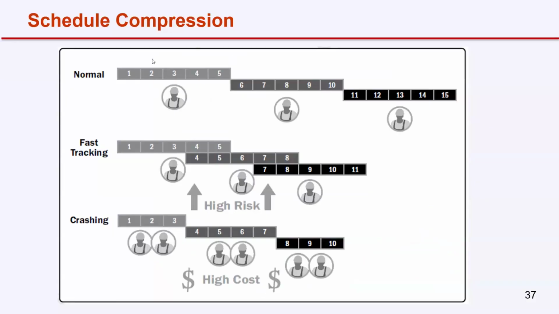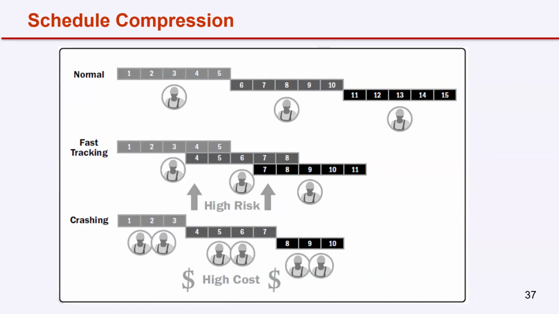So as I told you, normally A, B and C are done by one resource and each activity for 5 days. But in fast tracking, as you can see, we are not changing the resource, but only overlapping, by which we are saving time. Whereas in crashing, we are adding additional resources, by which we are reducing the duration. The primary impact of fast tracking is it increases the risk. Primary impact of crashing is that it increases the cost.